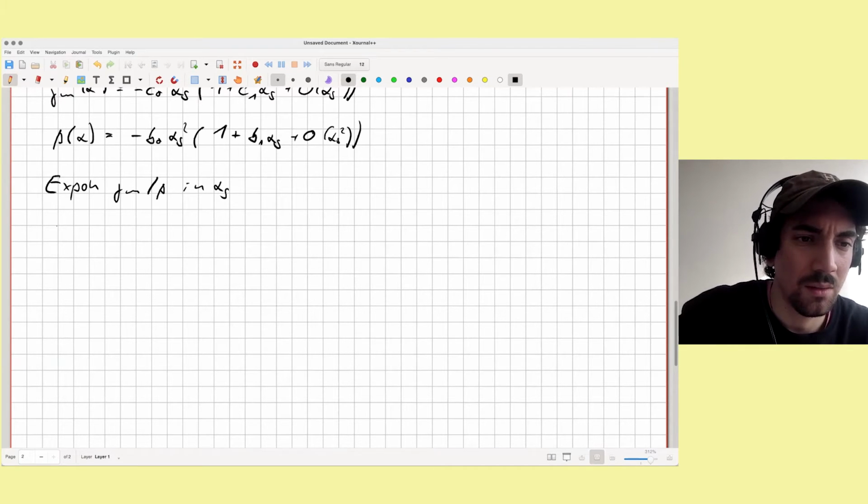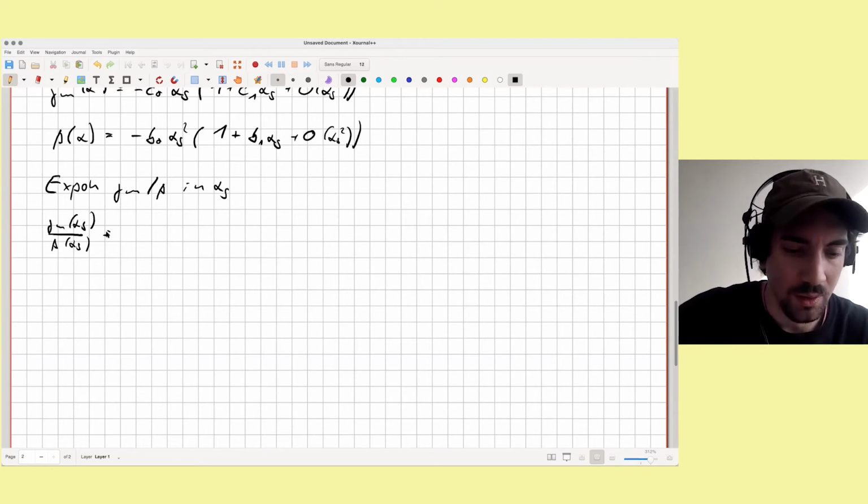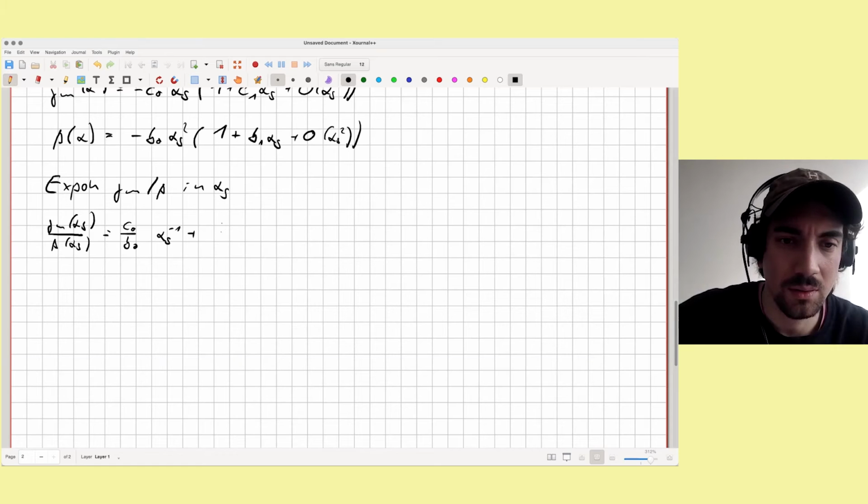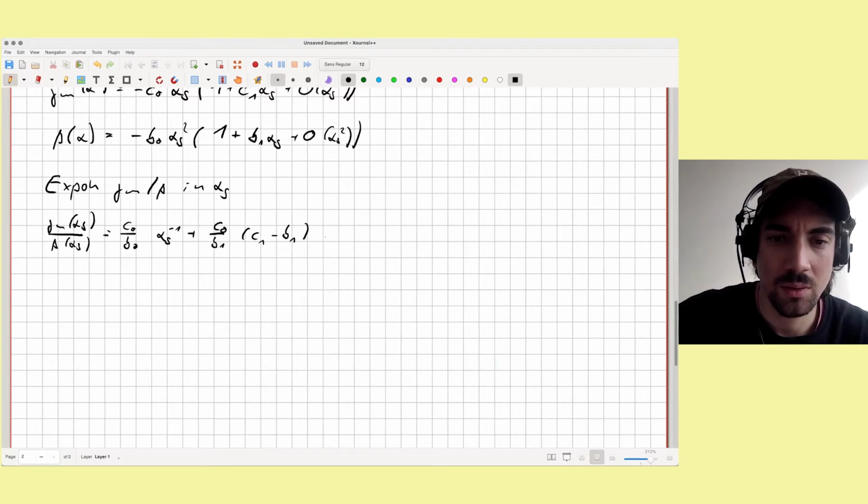we then find that gamma m of alpha s over beta of alpha s is just C naught over B naught times 1 plus C naught over B naught times C1 minus B1 plus higher order terms.